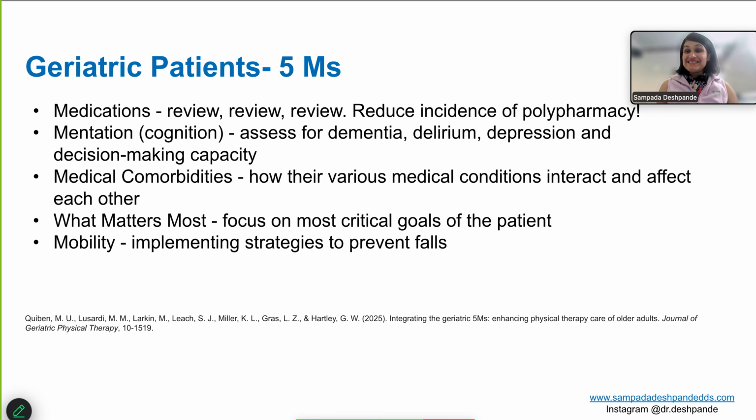We need to do this as dentists because, believe it or not, we are sometimes seeing our patients more often than they are seeing their physicians, who they're maybe seeing once a year. So we can be a very, very critical piece of the puzzle in making the medical community aware that this patient is starting to slip a little bit. Medical comorbidities, figure out how their various medical conditions are interacting and affecting each other, especially important for us to know as dentists. What matters most?